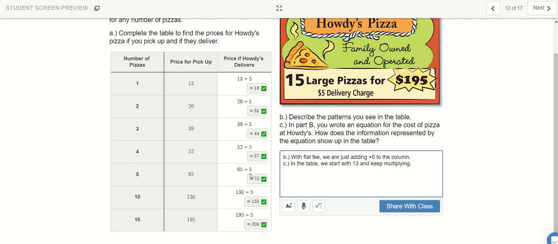If I represented the change of plus 5, again, it would be the same equation as before, P equals 13n. But notice that each of these is going to be plus 5, plus 5, plus 5. So no matter how much my pizza costs, I'm going to add $5 for that delivery fee. So that's what the delivery equation is going to look like.